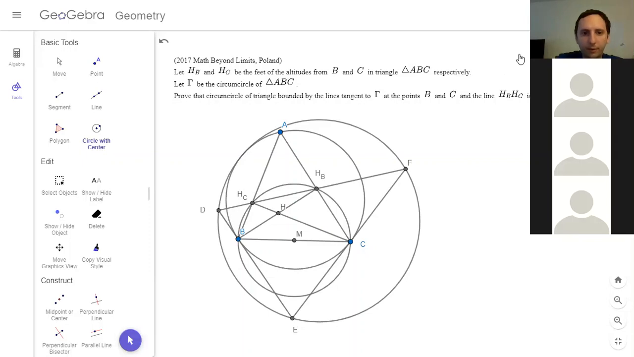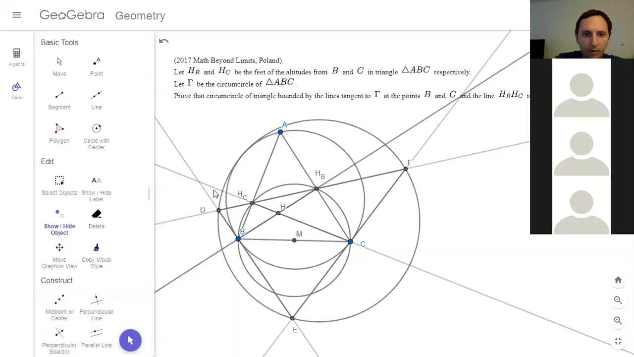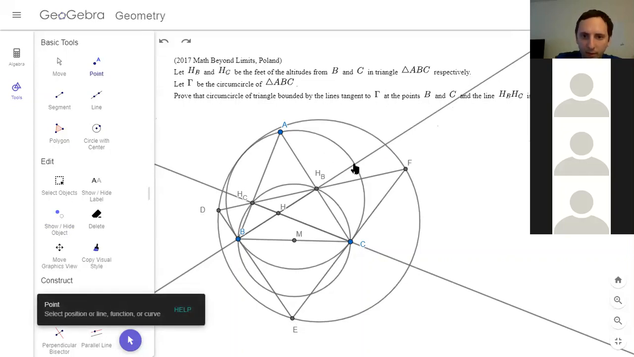Can you let the altitudes cut the circle? Yes. I'm guessing you mean the big one. Oh, actually, the other one. Oh, okay. All right.